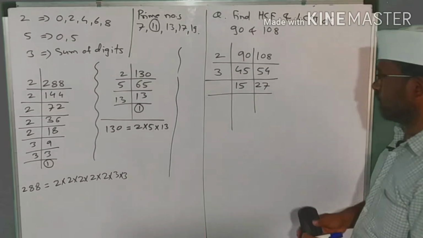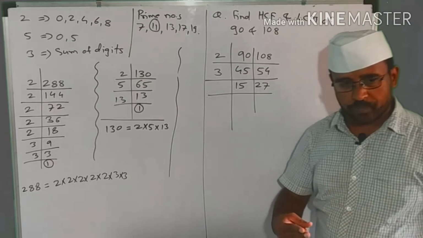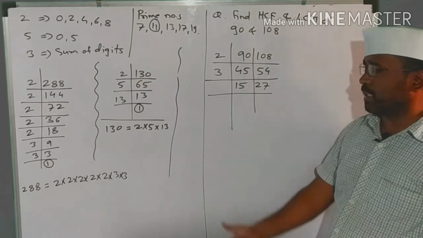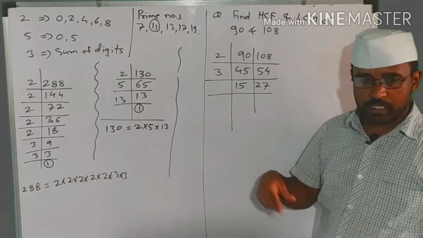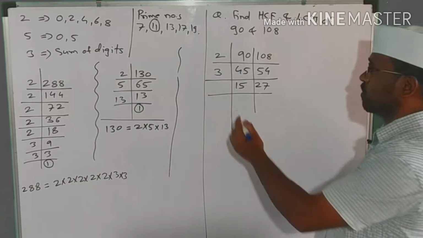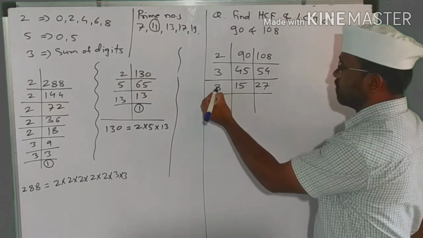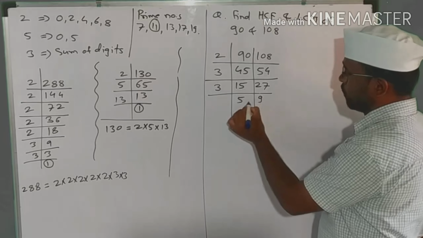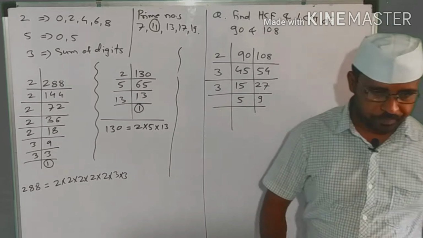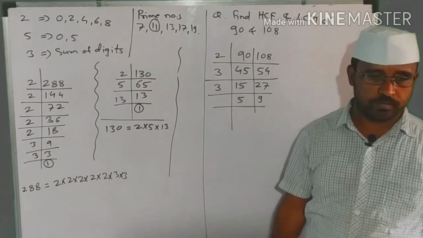Now once again, none of the numbers is divisible by 2. So let's check, are they divisible by 3? The answer is 5 plus 1 is 6. Yes. 7 plus 2 is 9. Yes. Both of the numbers are divisible by 3. So let's divide them by 3. The answer is 3 5s are 15, 3 9s are 27.